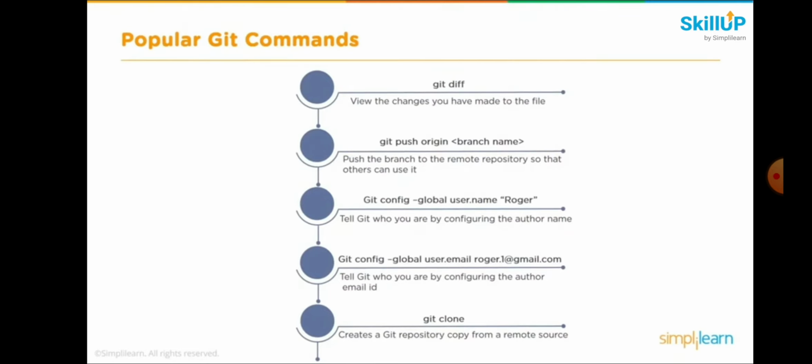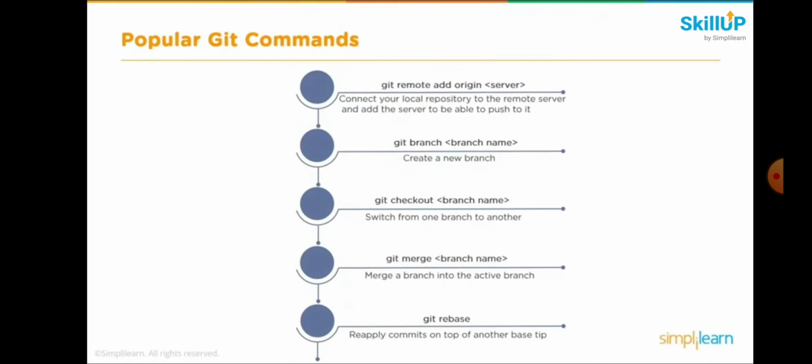git config --global user.name will tell Git who you are by configuring the author name, and we'll go through that in a moment. git config --global user.email will tell Git the author by the email ID. git clone creates a Git repository copy from a remote source. git remote add origin server connects the local repository to the remote server and adds the server to be able to push to it. git branch and then the branch name will create a new branch for you to create a new feature that you may be working on.